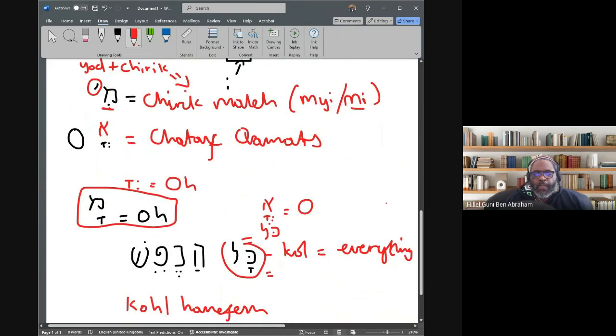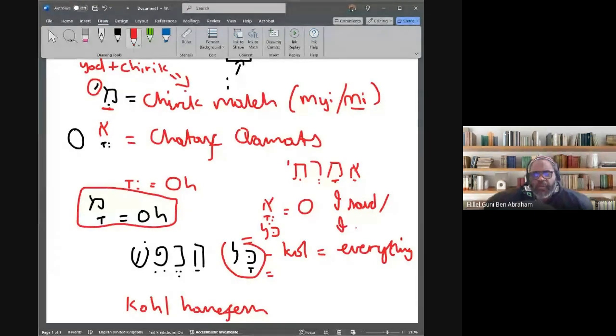For example, if I say amarti, it means I said, or I spoke. Without the chirik maleh, it's amarti. But now with a yud, it's amarti, with that long complete "ee". Amarti means I, myself, I said, I spoke. You see? Does it make sense?